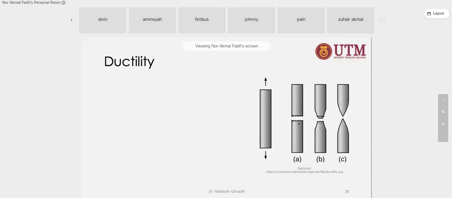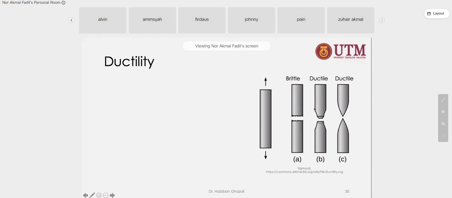Okay, look at the necking. The size of the neck is smallest at C, meaning the original diameter is reduced so much at material C. So C is the softest material. The highest ductility material is material C. So A is brittle, B is ductile, and C is also ductile, but the most ductile is C.